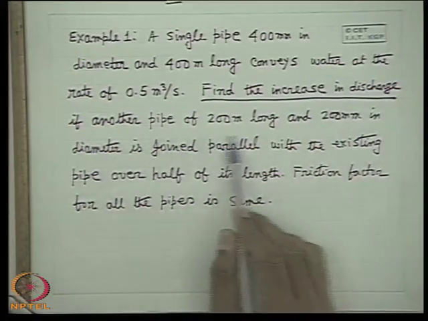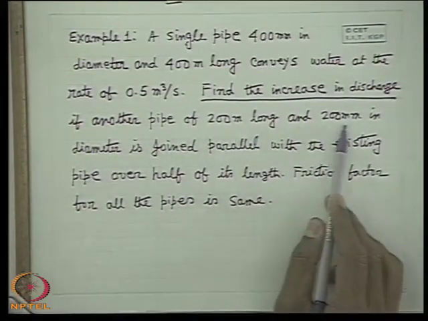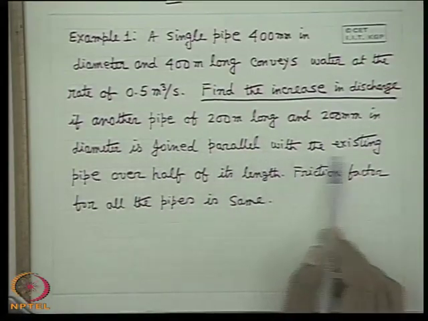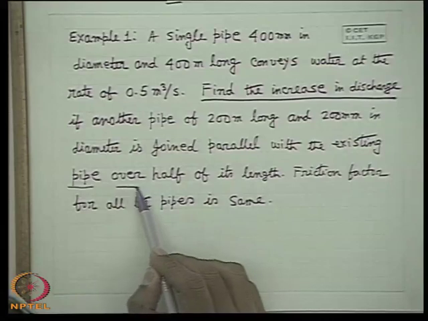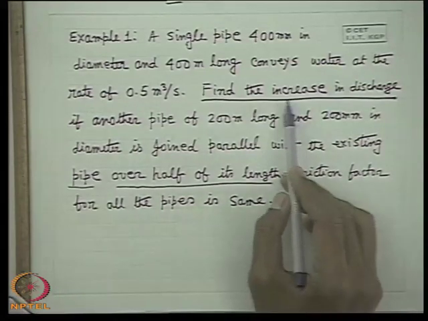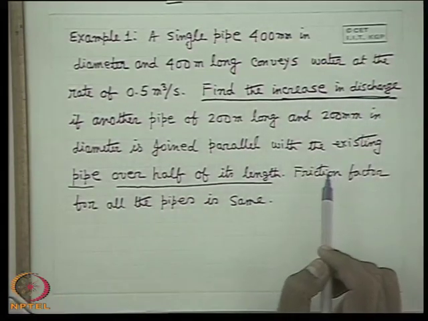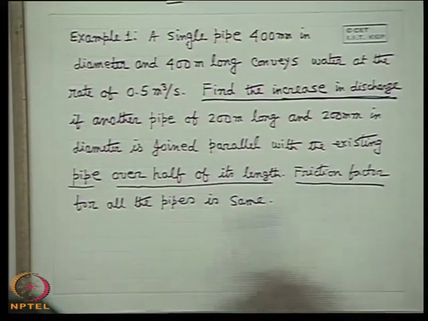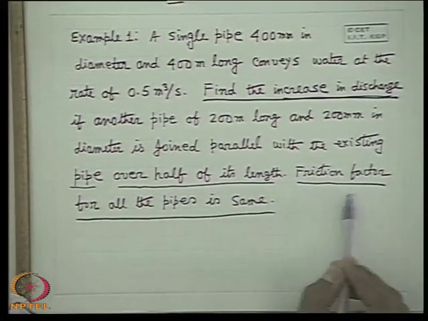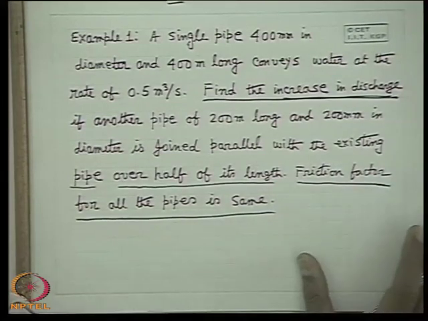Therefore, if another pipe of 200 meter long and 200 millimeter in diameter is joined parallel with the existing pipe over half of its length, of course depending upon the resistance of the pipe, there is an increase in discharge, just like an electrical circuit where there is an increase in electrical current. Friction factor for all the pipes is the same. This is a simple assumption given for the problem.